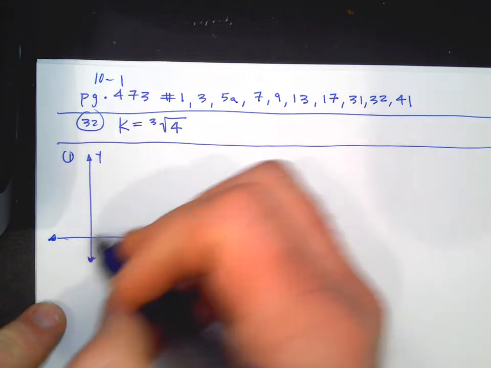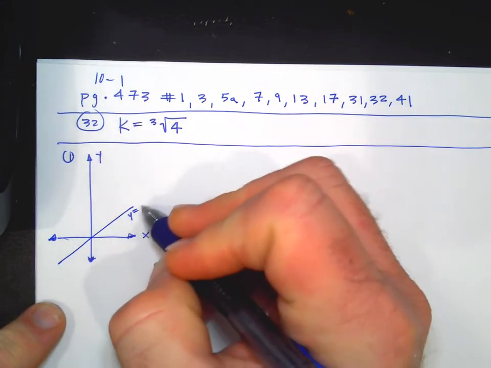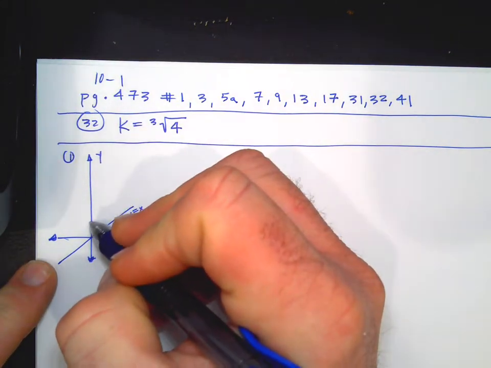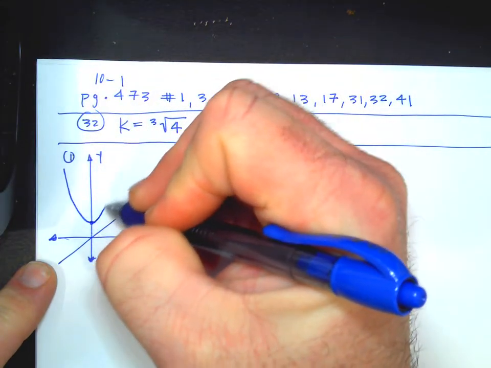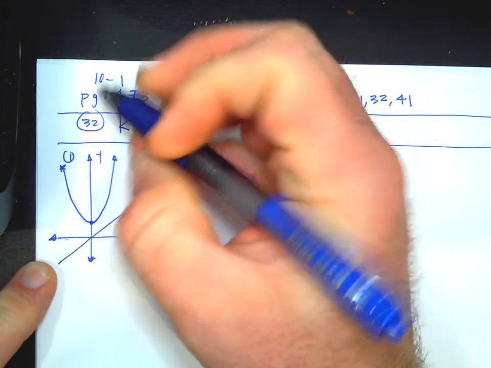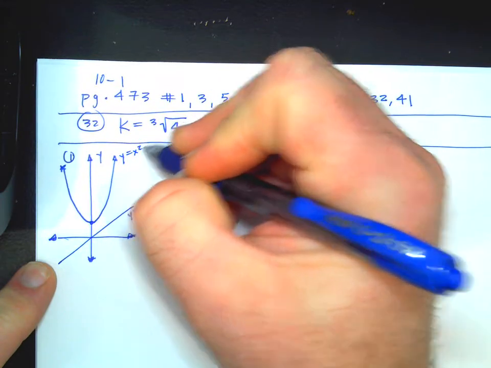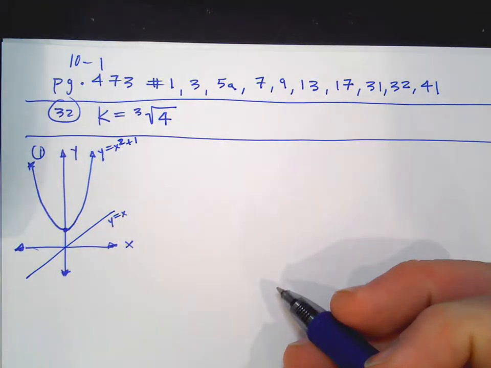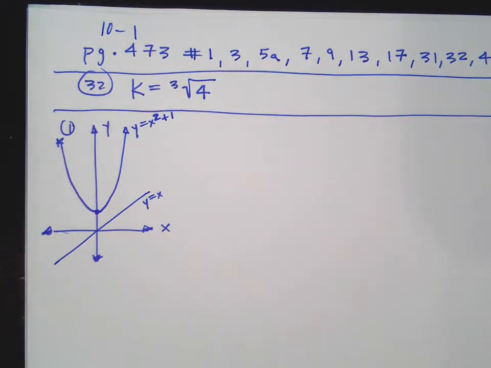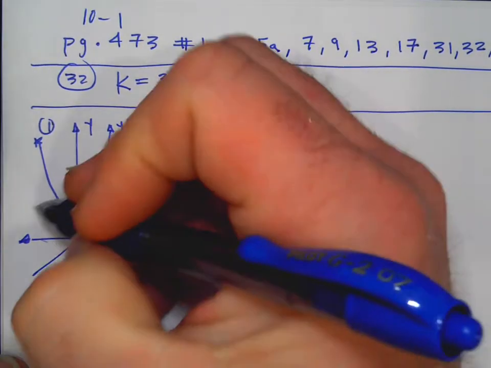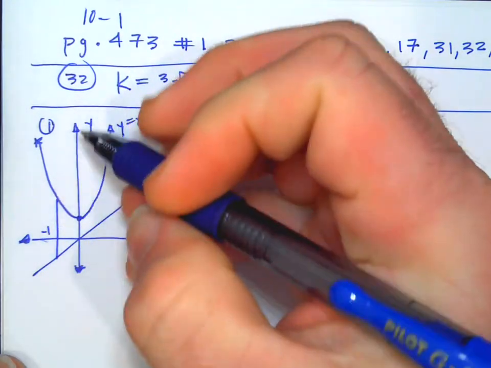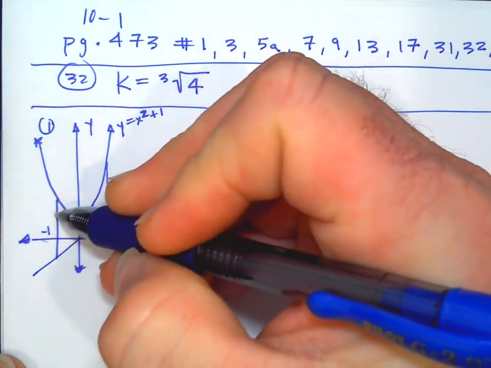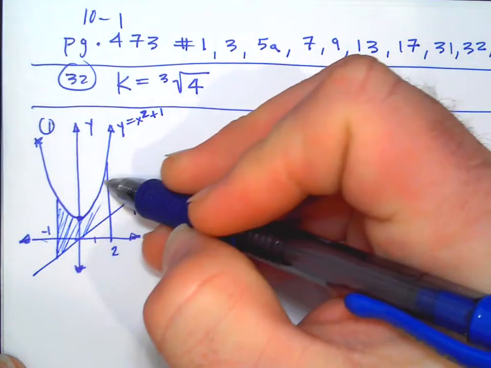There was a line that went through the origin, y equals x, and then there was a parabola. The equation was y equals x squared plus 1. So it's just a standard parabola shifted up 1. And the area went from -1 to 2. It was this shaded area right here.